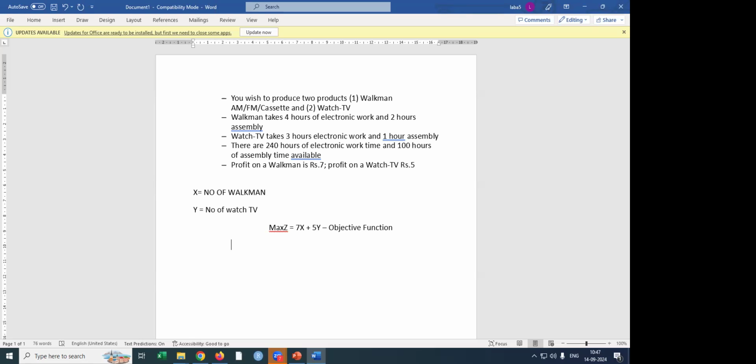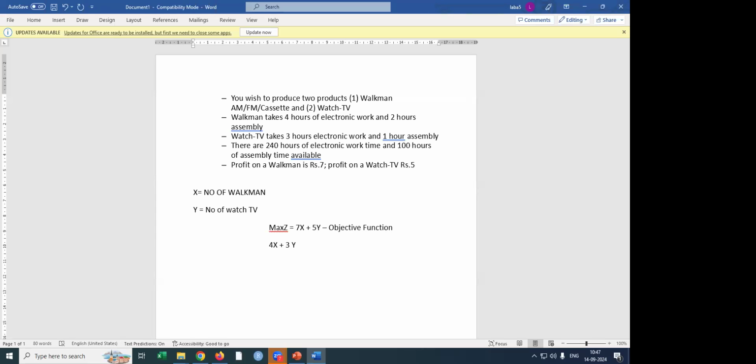Walkman takes 4 hours of electronic work and 2 hours of assembly. Watch TV takes 3 hours of electronic work and 1 hour of assembly. So if I want to produce one Walkman, how many hours of electronic work do I have to do? 4 hours. If I make 2, then 8 hours. 3, then 12 hours. But how many Walkmans am I making? x. So total number of electronic hours will be 4x plus, for Watch TV, it is 3 hours of electronic work, so total will be 3y. 4x plus 3y.